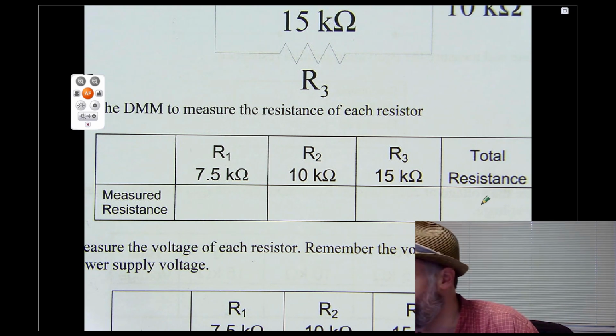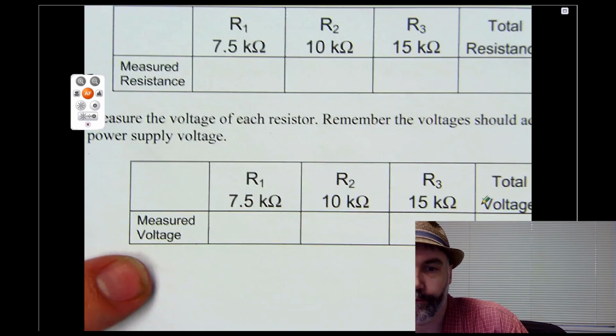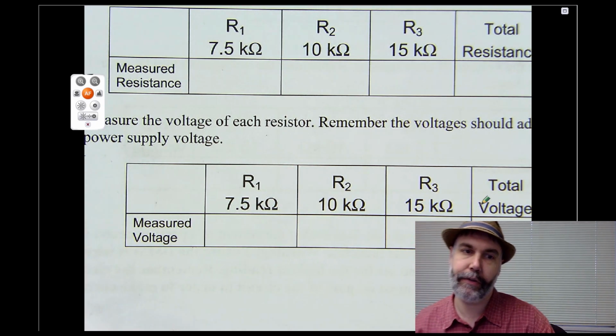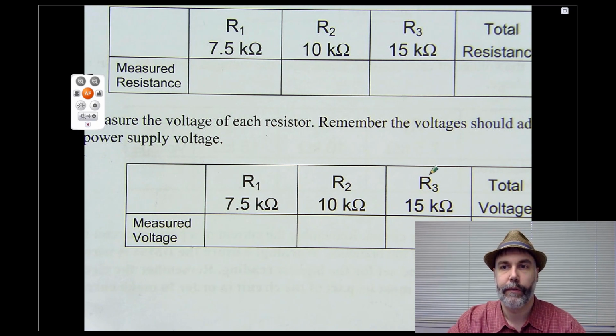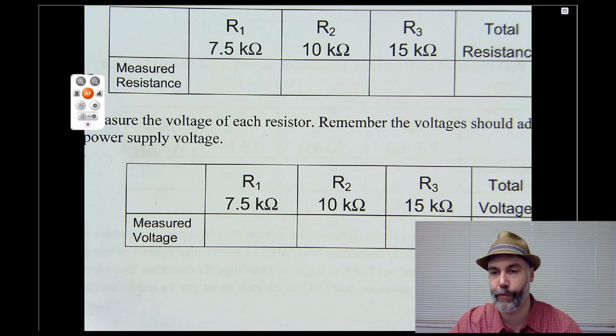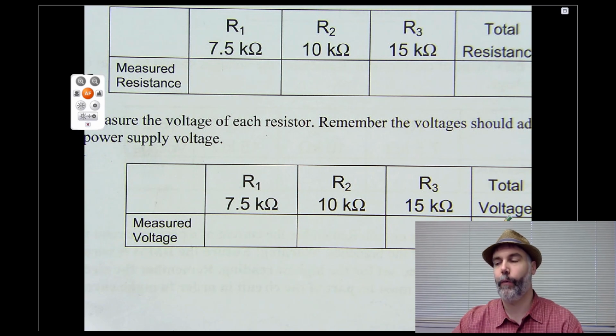And then after you do that, actually build the circuit and connect everything together, and then measure the voltages across each resistor, okay? And then measure the total voltage. So that's the voltage from one side of the circuit to the other. Write that down.